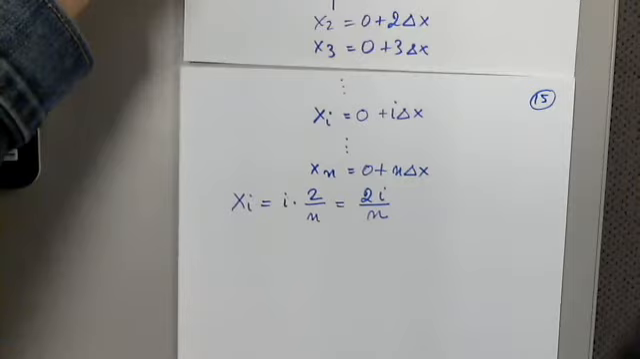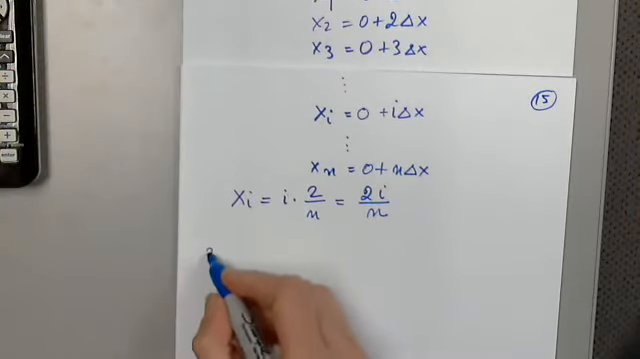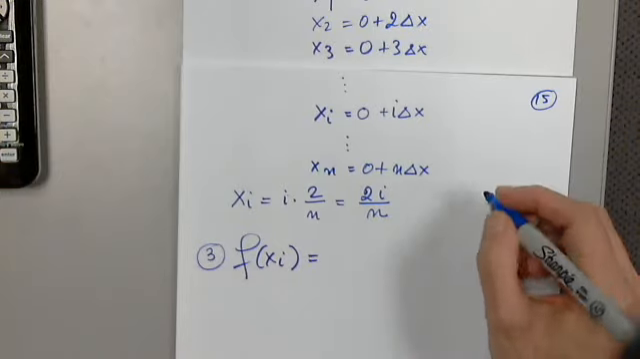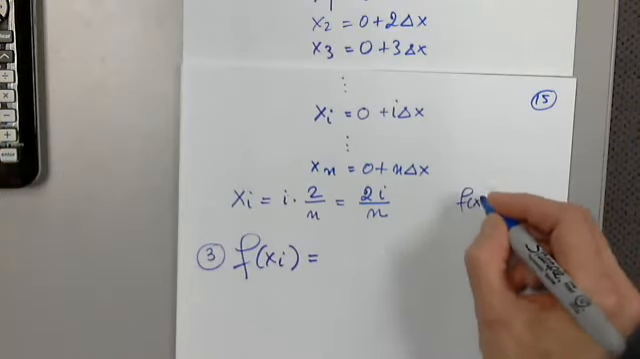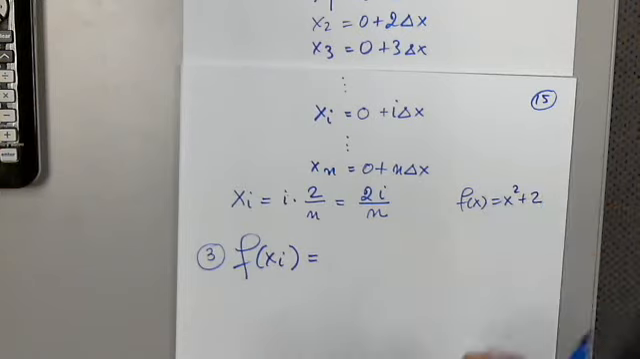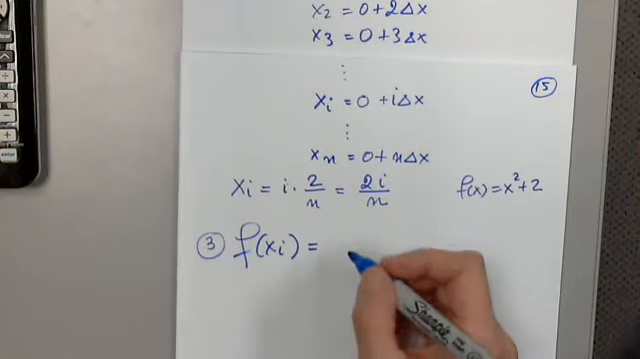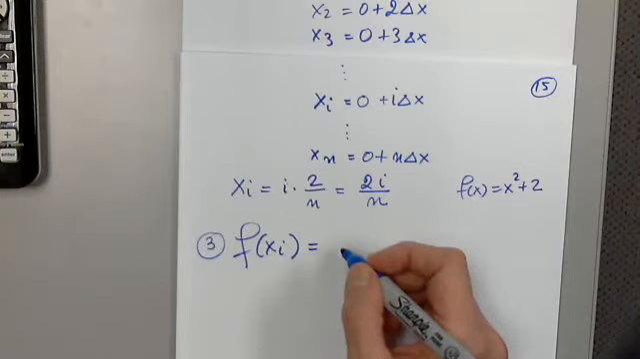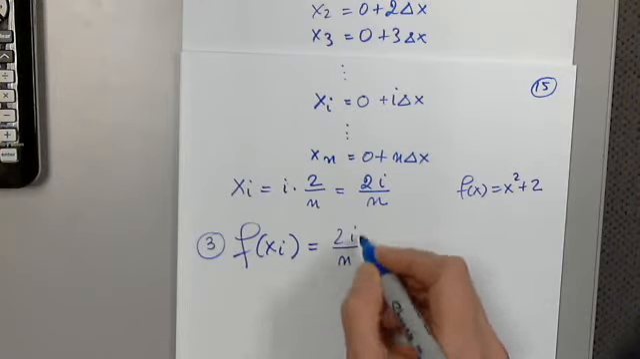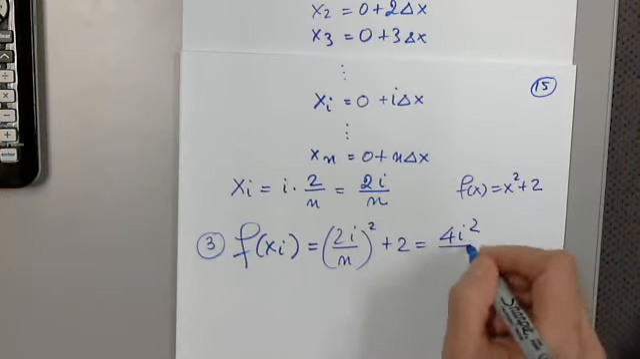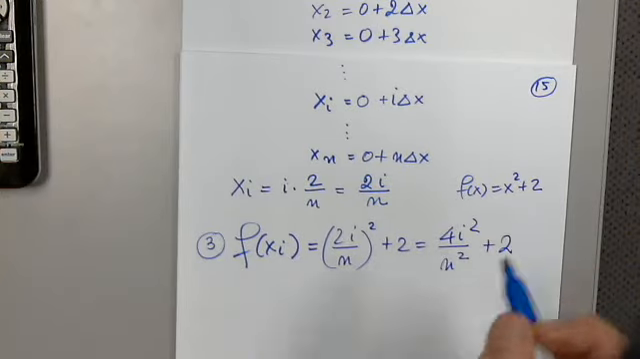Now my third prep and the last one. I have to find f of xi. I'll copy f of x right here on the side again, x squared plus 2. But I need to determine f of xi. Very good, awesome. Thank you, Nick. It's 4i squared over n squared plus 2.